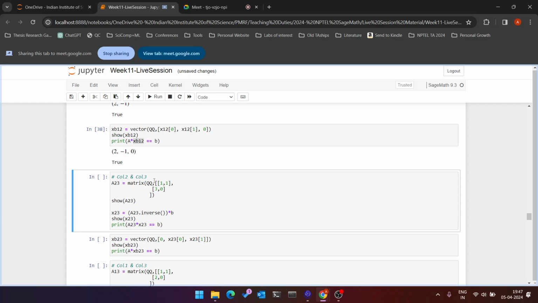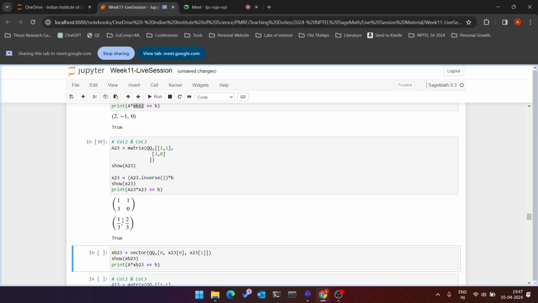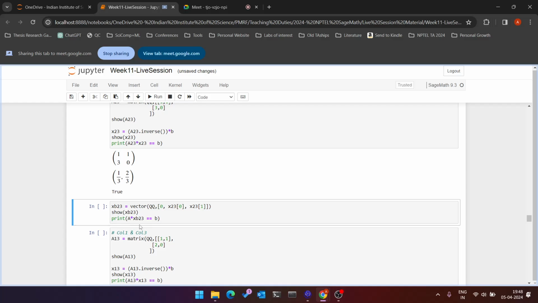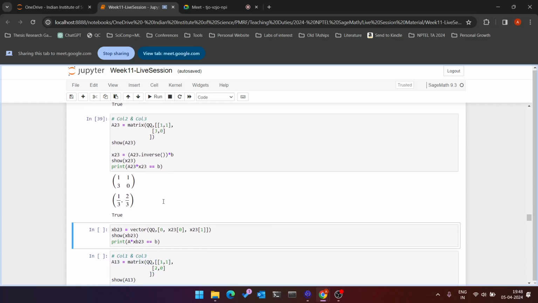If I use columns 2 and 3, my submatrix becomes A23, from which I calculate x23 as A23 inverse into B. So this is my A23 matrix. This is my x23 vector. You can see that if I multiply this vector with this matrix, I get B, which is indeed 1 comma 1. Now same process, except we need to remember that this x23 corresponds to the second and third column respectively.